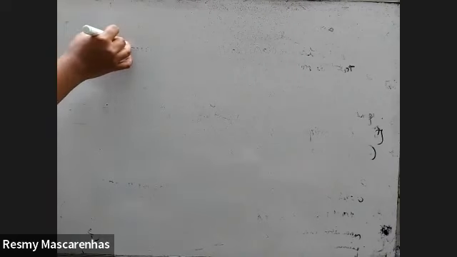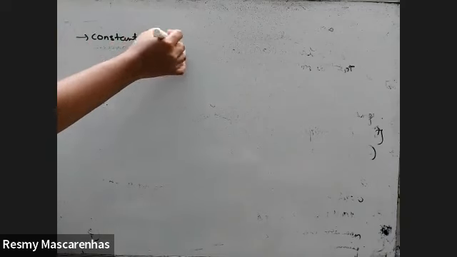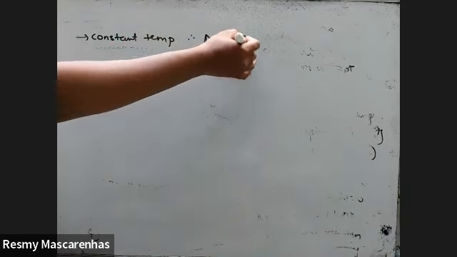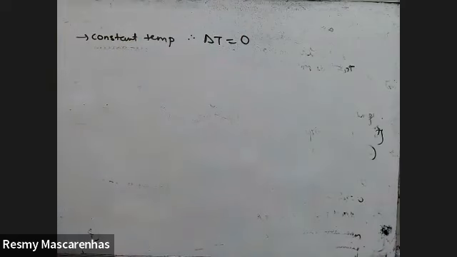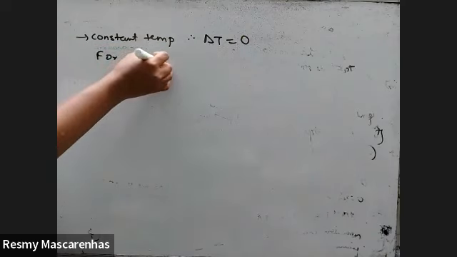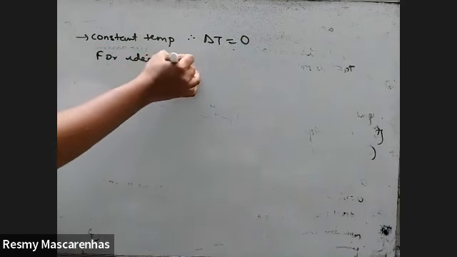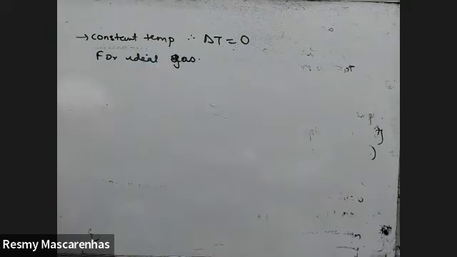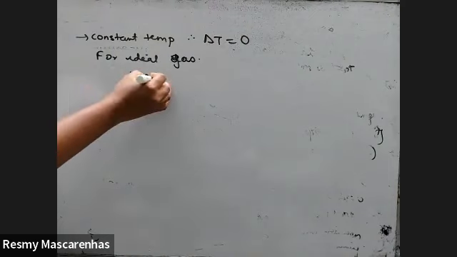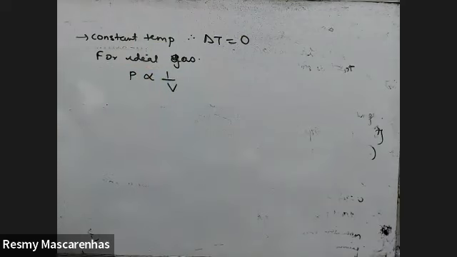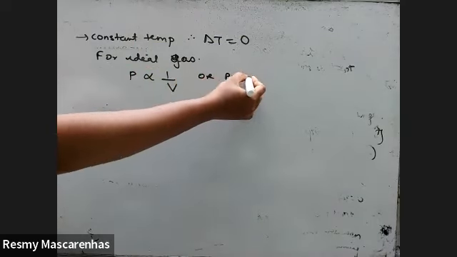Under an isothermal process, we know that the temperature is constant. Therefore, delta T is 0. For an ideal gas, P is always proportional to 1/V, or you can say PV is always constant.